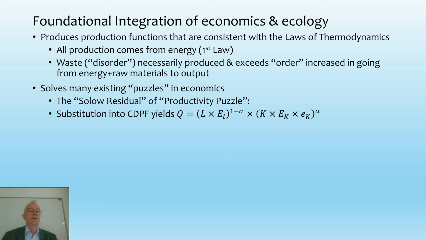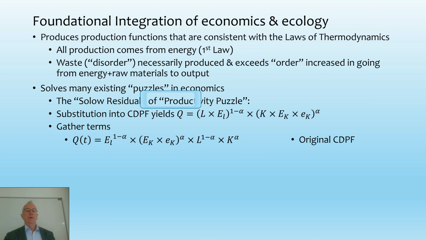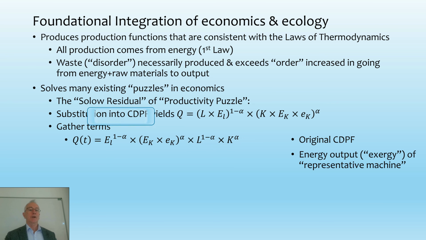If you feed those terms, as I've shown you, L times EL and K times EK, etc., into the Cobb-Douglas production function and rearrange it, what you end up with is the original Cobb-Douglas production function. Now the other stuff, which they call total factor productivity, is actually the efficiency, the amount of energy turned into useful work by machines. It's not a puzzle at all. Okay? It's the increase in the energy processing capability of machines over time.